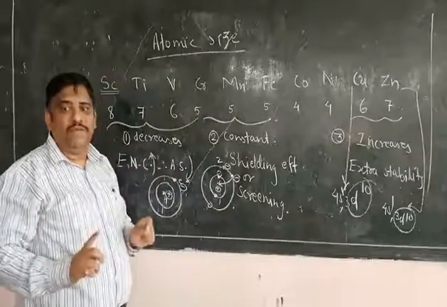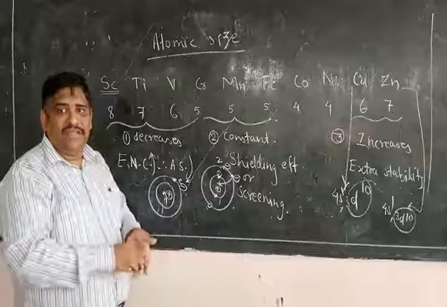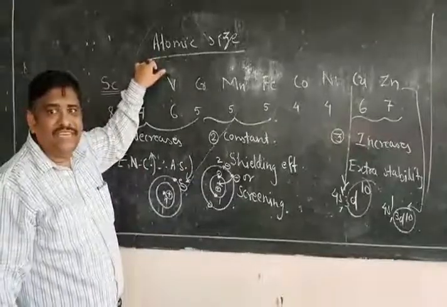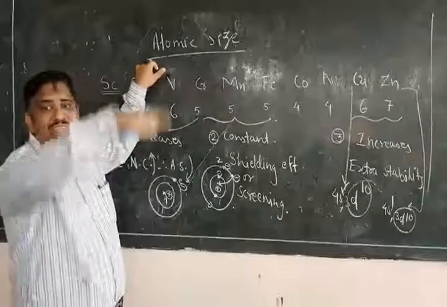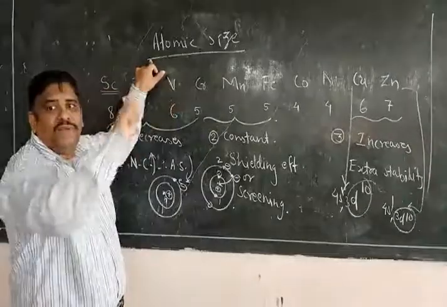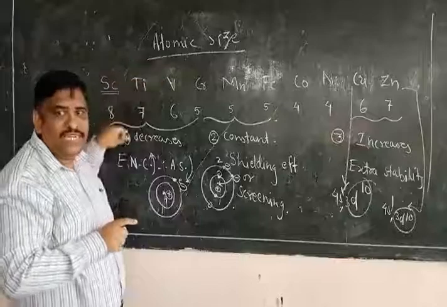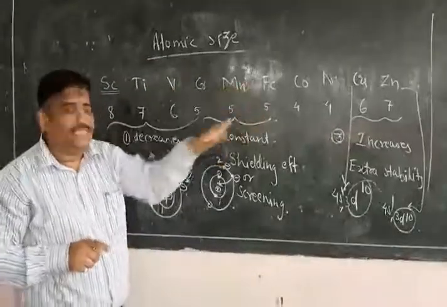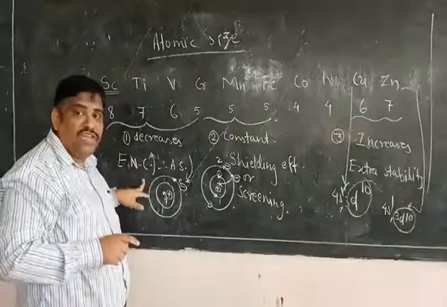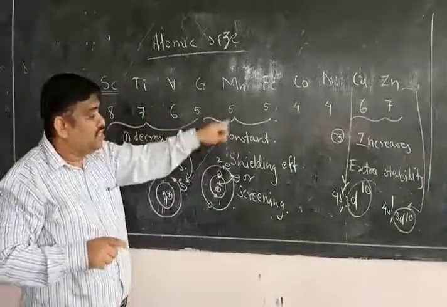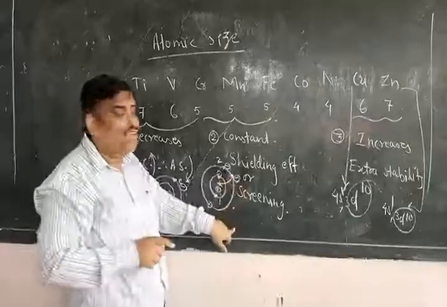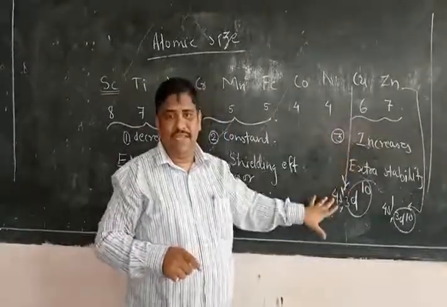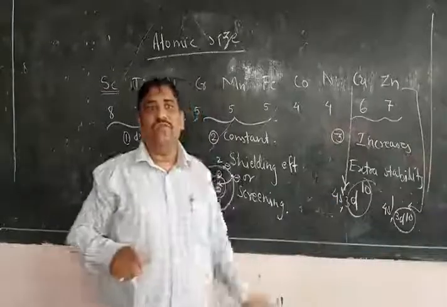So you have to remember only the specific point. Once again I am repeating. Here, what is the variation of atomic size? It is not a general trend like decreasing throughout the period. No. Here first it decreases, remains constant, and finally increases. It decreases because of effective nuclear charge. Secondly, it remains constant because of the shielding effect or screening effect. And finally, it increases due to extra stability here. Got it?